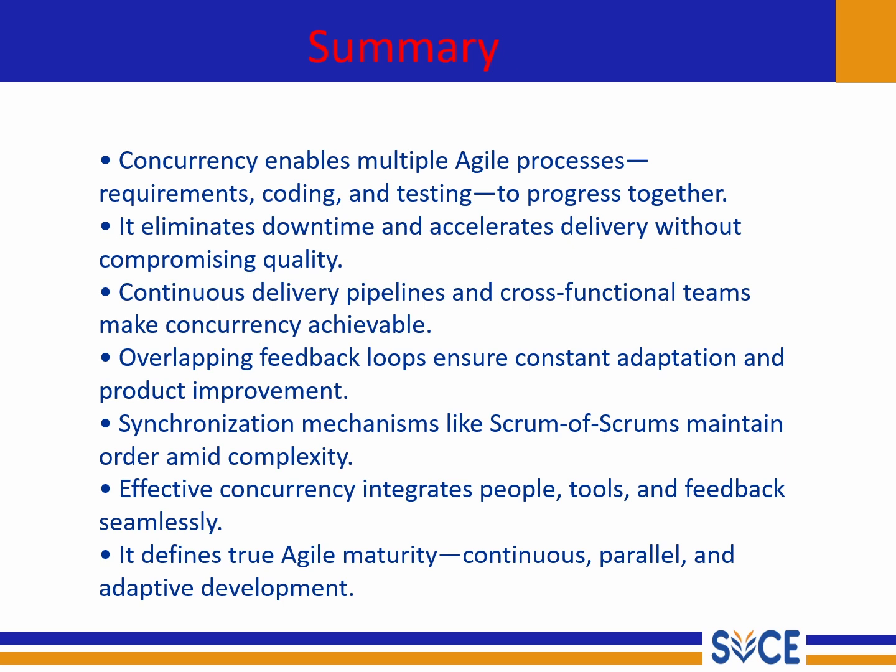Concurrency works best when the teams are cross functional, meaning they include developers, testers, and analysts working together. Continuous delivery tools like CI/CD pipelines also support this process by automating builds and testing. Overlapping feedback loops ensure constant adaptation and product improvement.